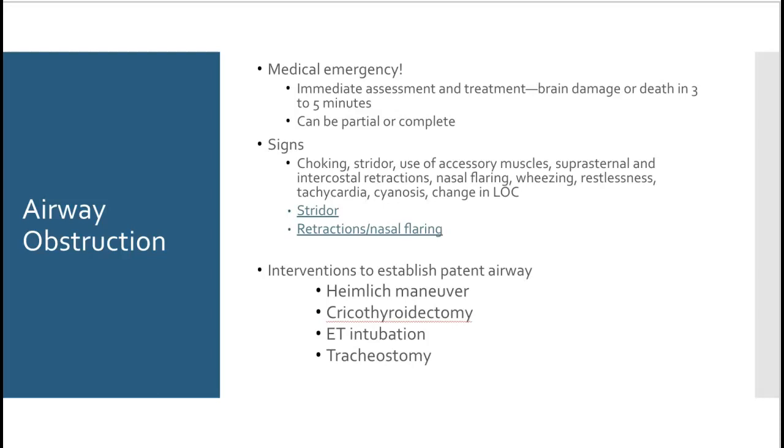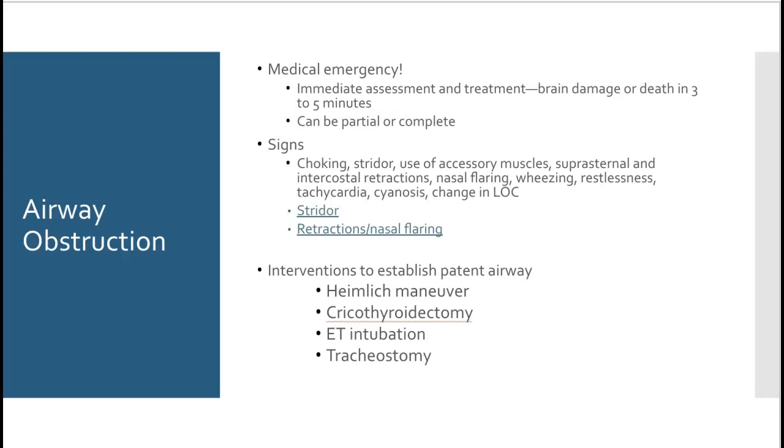Otherwise, people can end up with brain damage or death within 3 to 5 minutes. And an obstruction can be partial or complete. So signs of an airway obstruction would be choking, stridor, use of accessory muscles, suprasternal and intercostal retractions, nasal flaring, wheezing, restlessness, tachycardia, cyanosis, and changes in level of consciousness. In class, we'll listen to stridor and we'll look at some retractions and nasal flaring.